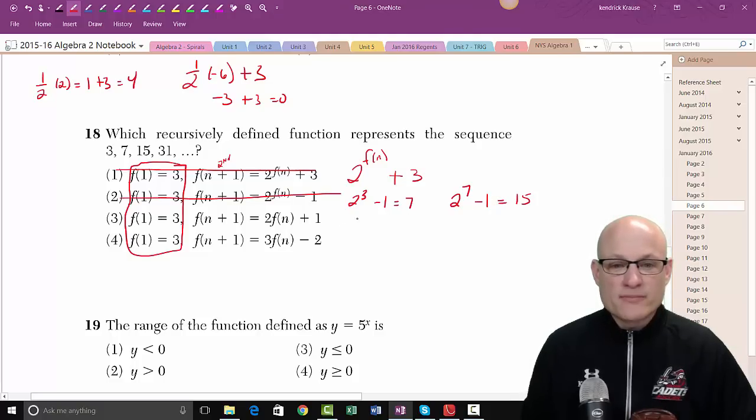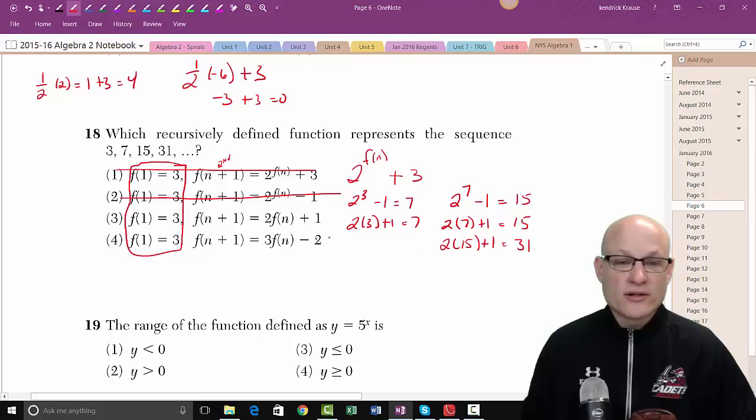2 times 3 plus 1, that's 7. And then 2 times 7 plus 1, that's 15. And then 2 times 15 plus 1, that's 31. So there it is.